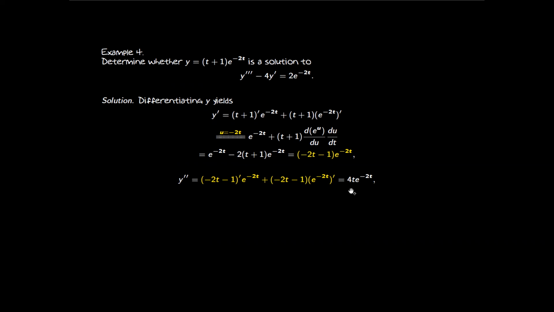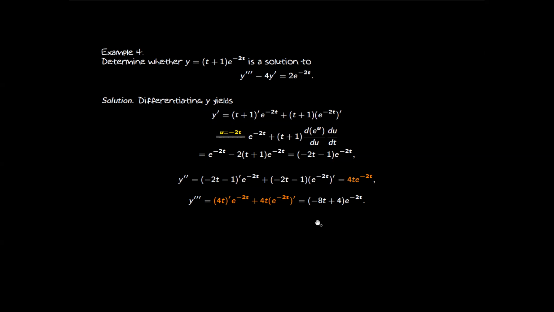We still need to get the y triple prime, and that can be obtained from the derivative of y double prime, which is also a product. So we have to use the product rule here. And once again, you have to find the derivative of e to the negative 2t. And after the simplification, we will say the y triple prime is going to be negative 8t plus 4, and then times e to the negative 2t.